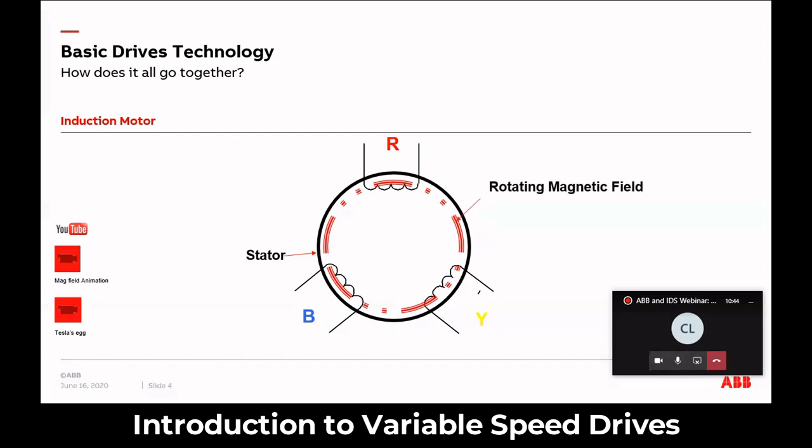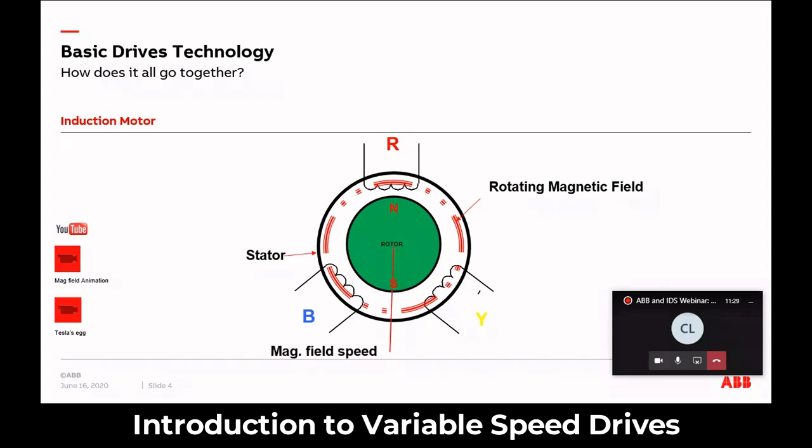Typically within that stator, when we induce some form of electricity, we induce a rotating magnetic field, which is effectively rotating. Now, with a motor, we're converting electrical energy into mechanical energy. So we're converting electricity to some form of movement, which is in the form of the rotor here. When we generate electricity in the motor, it induces that magnetic field, which in turn causes the rotor to turn.